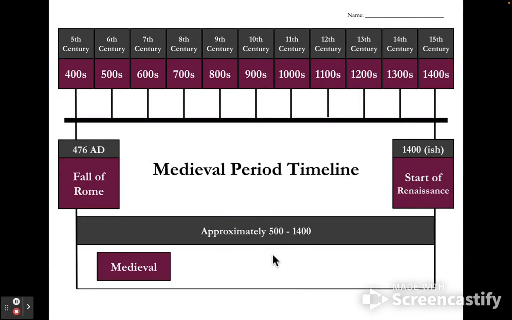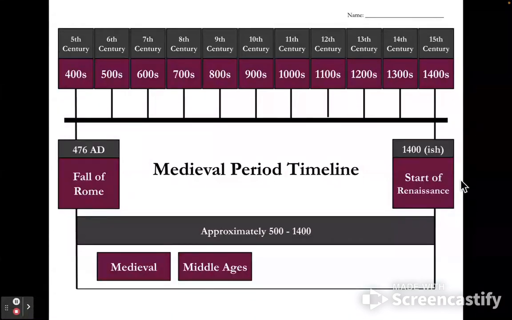These years, approximately 500 to 1400, is called the medieval period. It's also known as the Middle Ages. That's because it takes place in the middle of when Rome was powerful before it and when the Renaissance was happening after it. So we call this the Middle Ages because it's in the middle of Rome and the Renaissance.